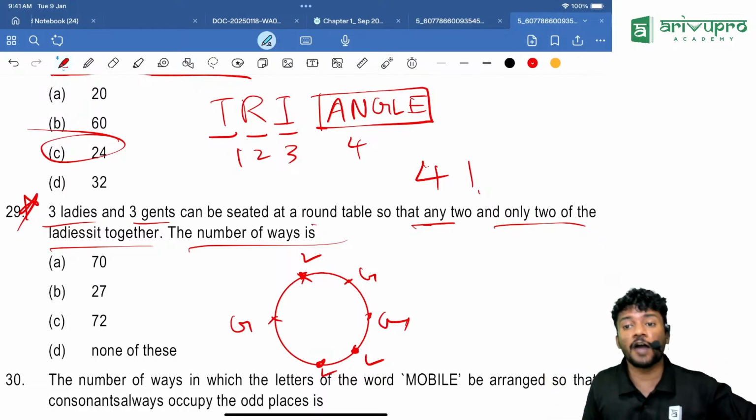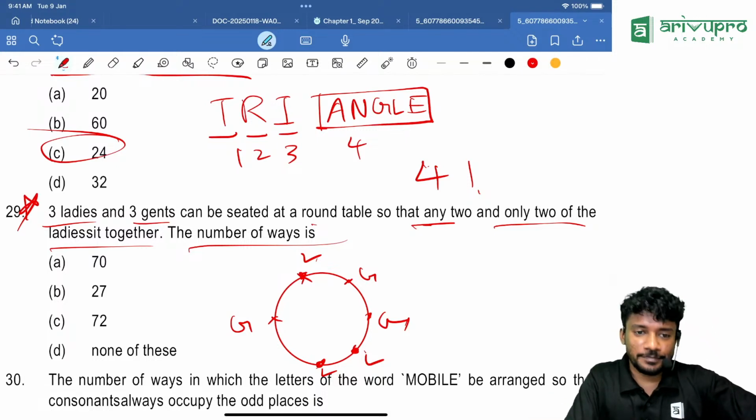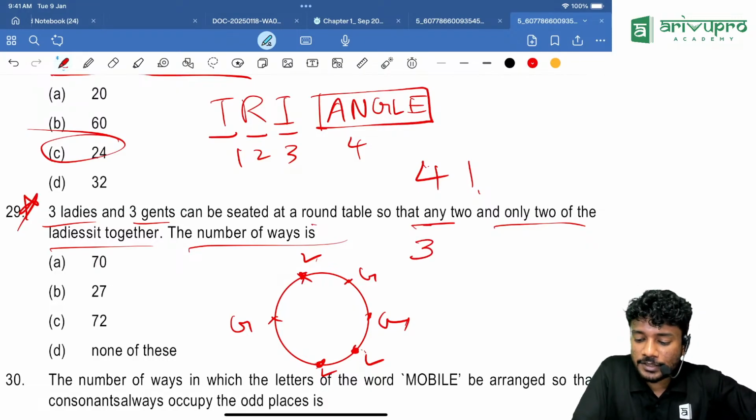Then how will you do it? How can these 3 people sit? Ladies sit in a way that 2 of them are together. Can I write it as 3P2?